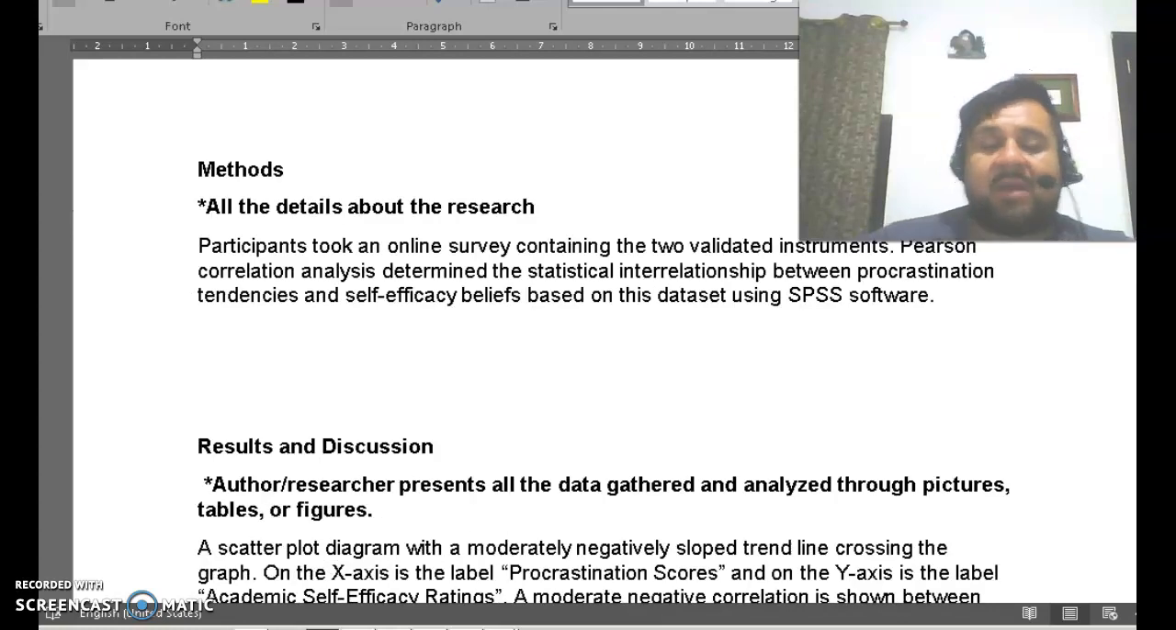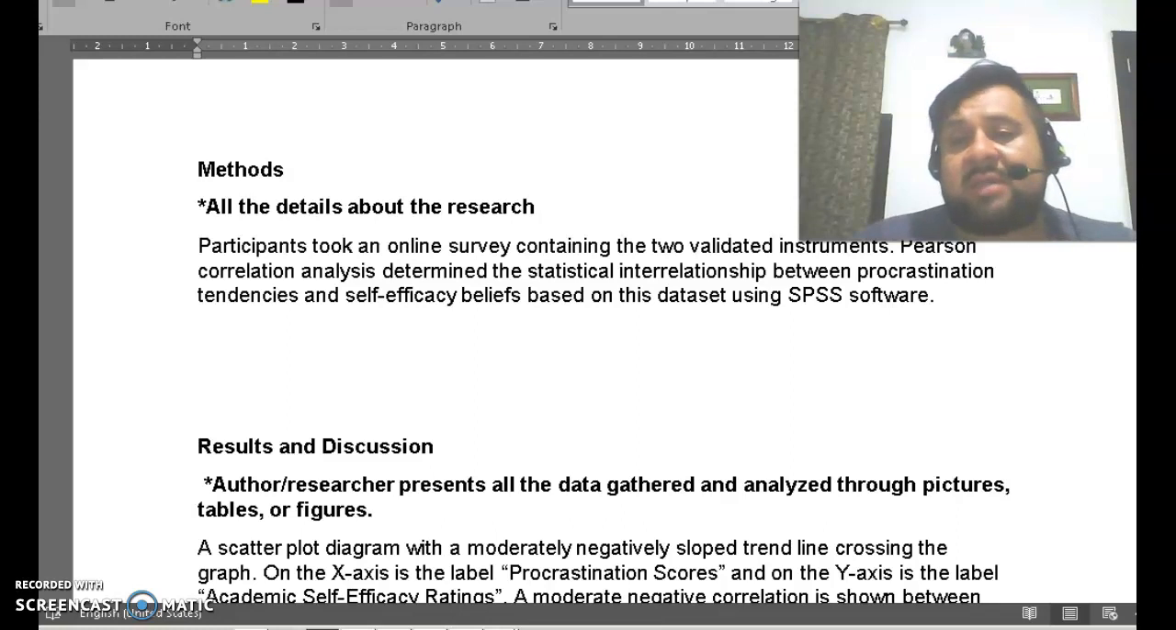Here then we have the methods. As we know, the methods carry all the details about this research. In this case, participants took an online survey containing the two validated instruments. Pearson correlation analysis determined the statistical interrelationship between procrastination tendencies and self-efficacy beliefs based on this database using SPSS software.